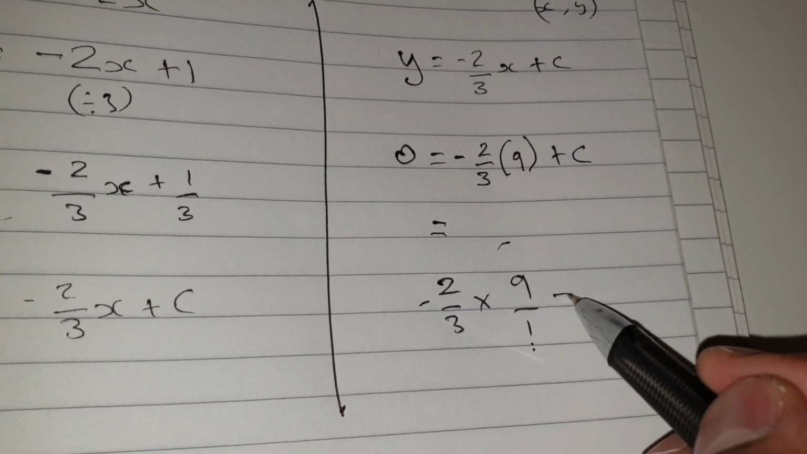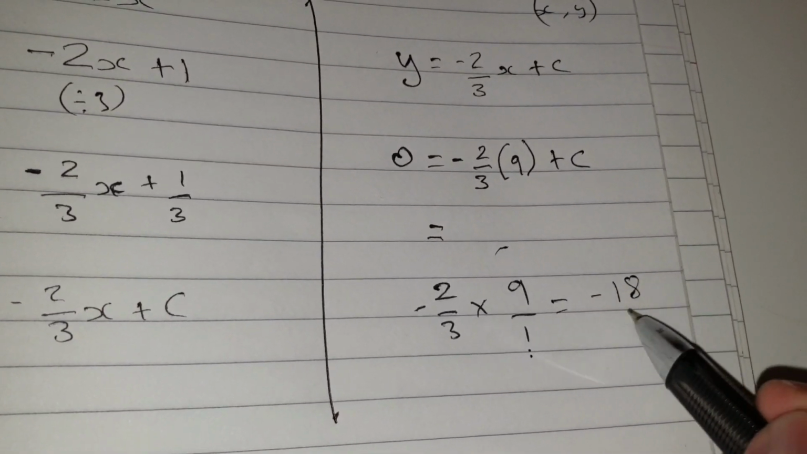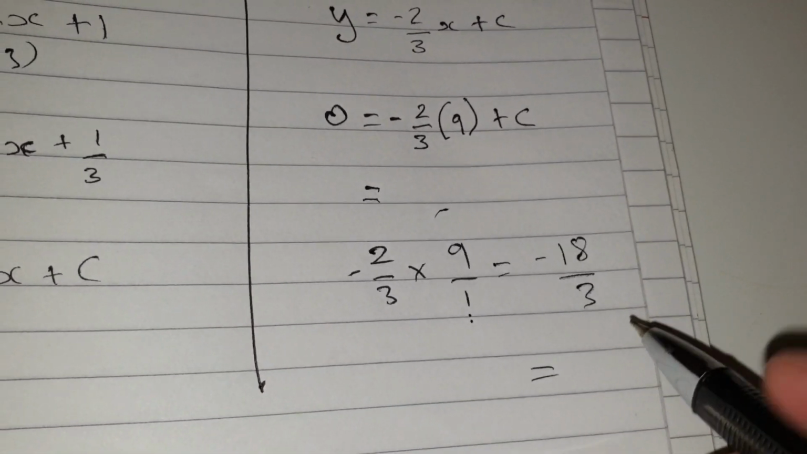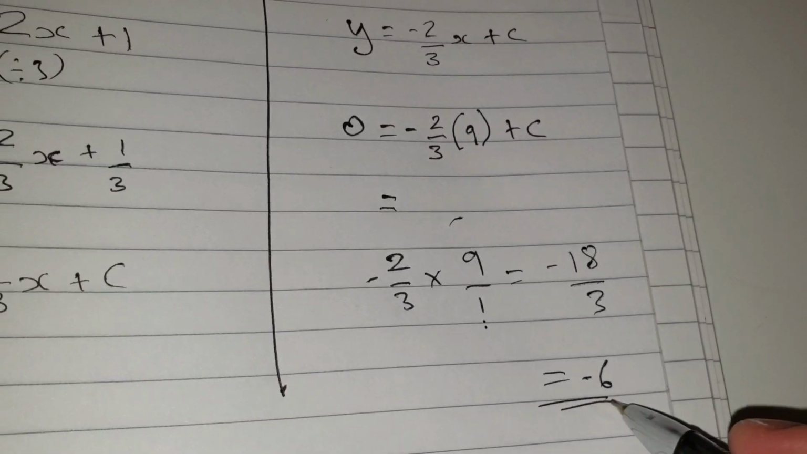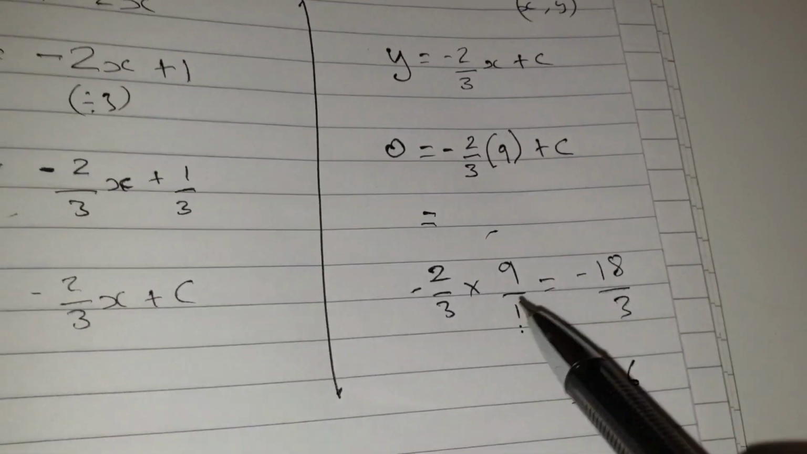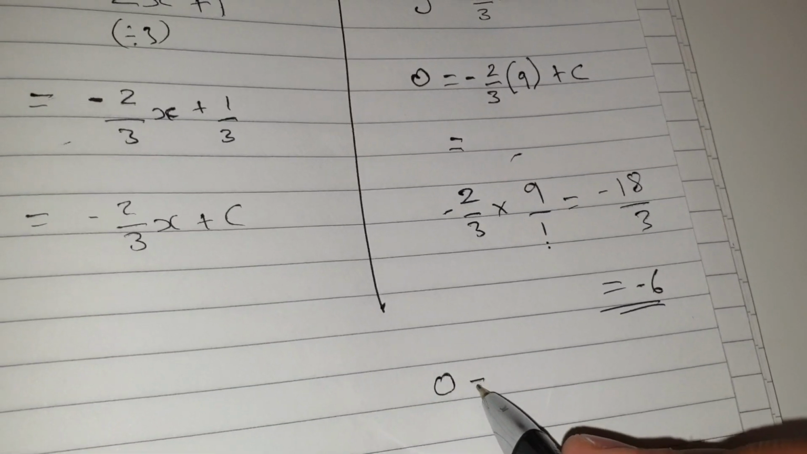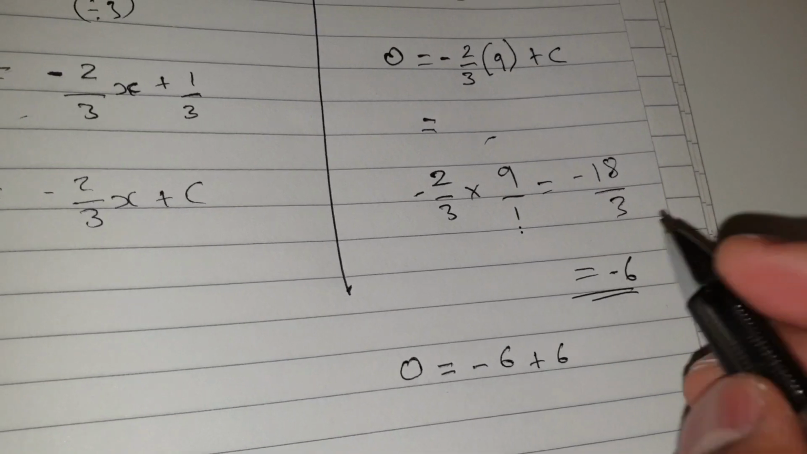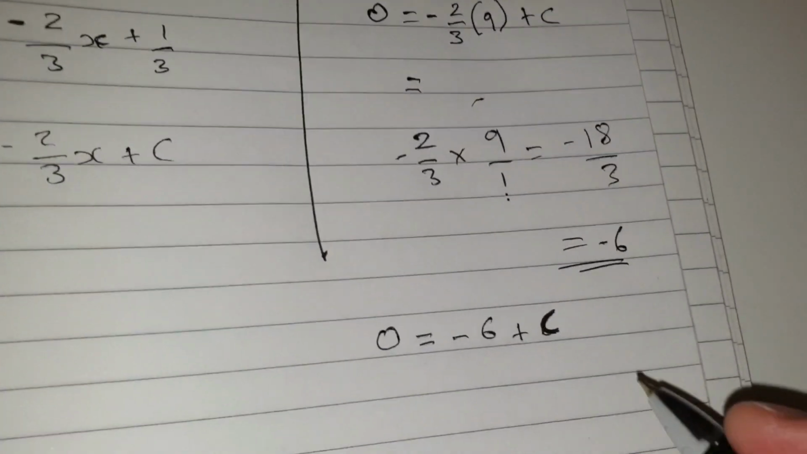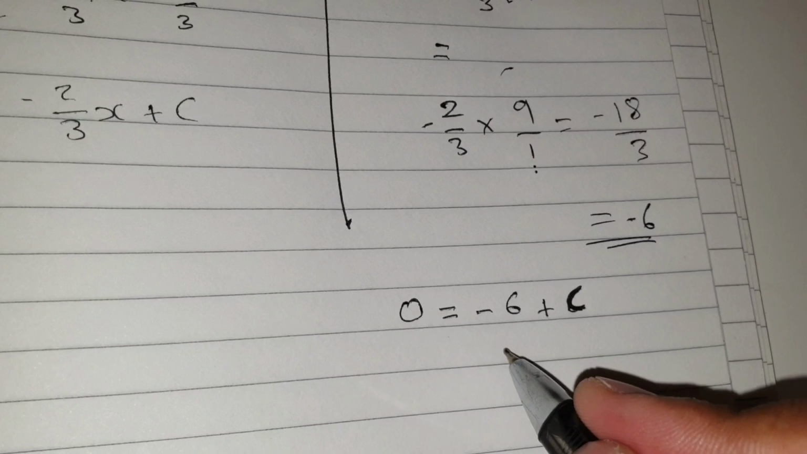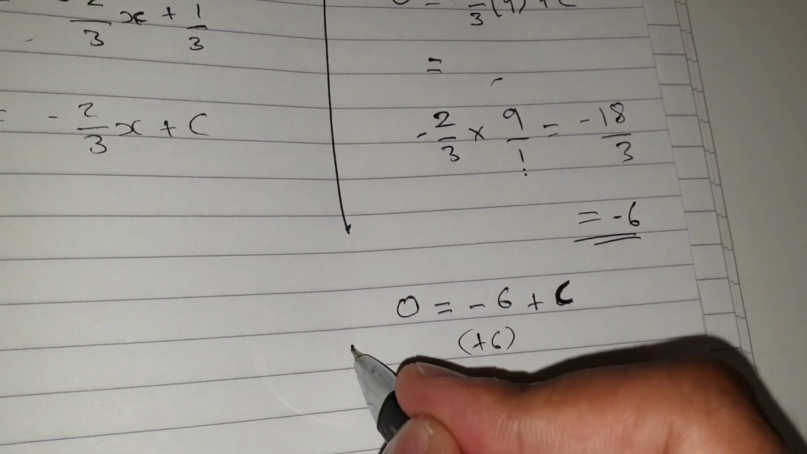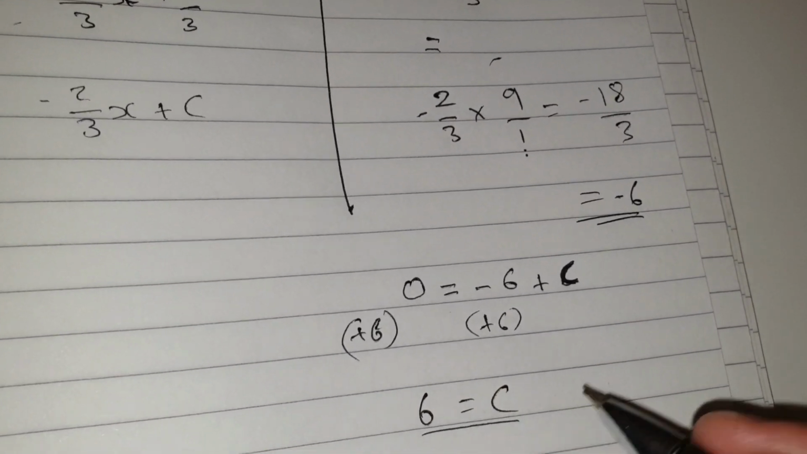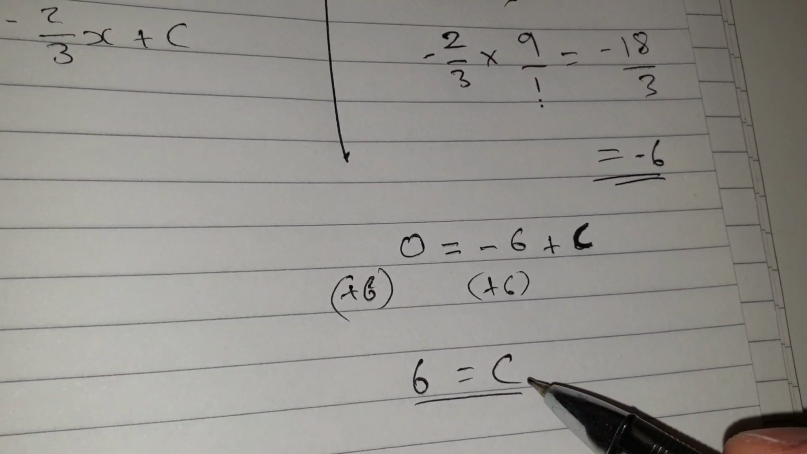Okay, so how do we do this now? That's going to be negative 18 over 3, or negative 18 divided by 3 is going to give us negative 6. Okay, so that's this part here. So we've got 0 equals negative 6 plus c. Well, use the balance method, add 6 to both sides, and you will get an answer of 6 for c.